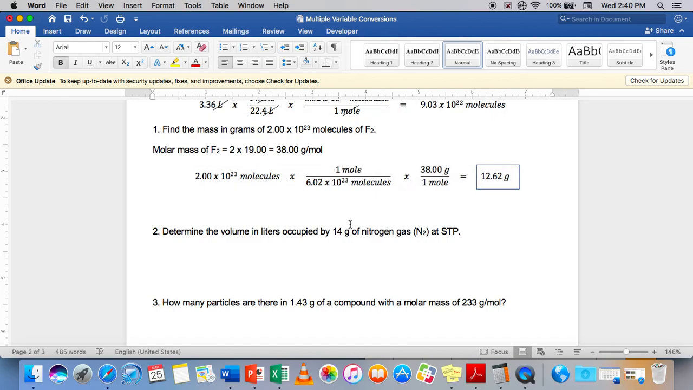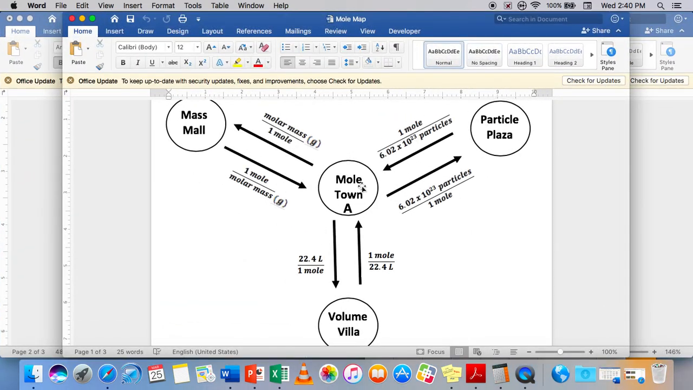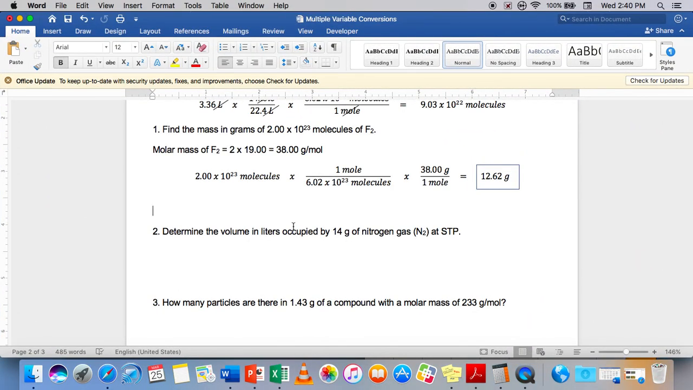Okay, so for these problems, you're going to have two conversion factors. Okay, you're going to have two steps in your setup, because you have to first convert to moles, and then you're going to take those moles and convert them with another conversion. Okay, play around with the copying and pasting until you get it right.